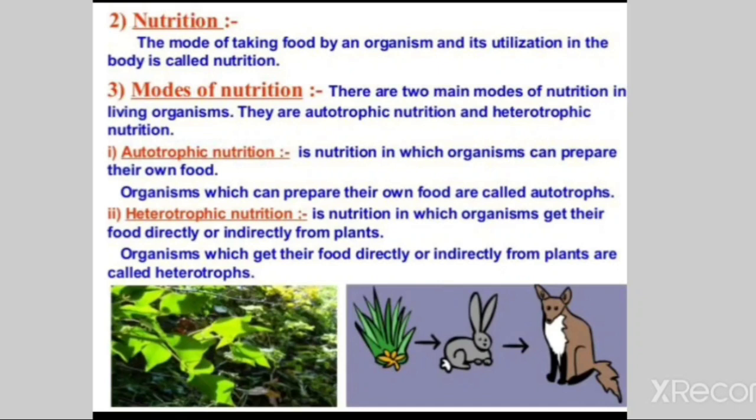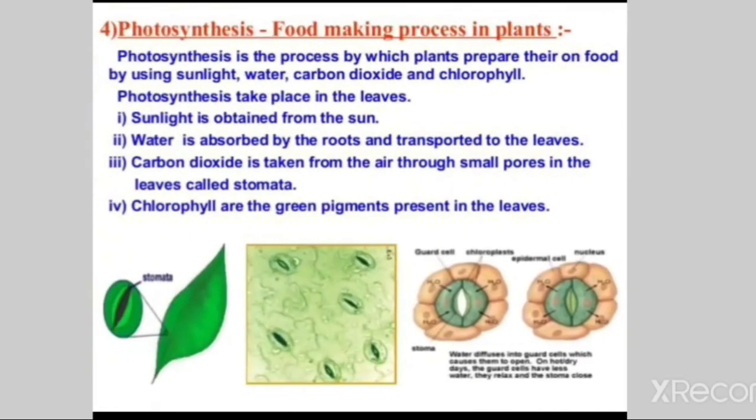Next, we have heterotrophic nutrition. It's a nutrition in which organisms get their food directly or indirectly from plants. Organisms which get their food directly or indirectly from plants are called heterotrophs.